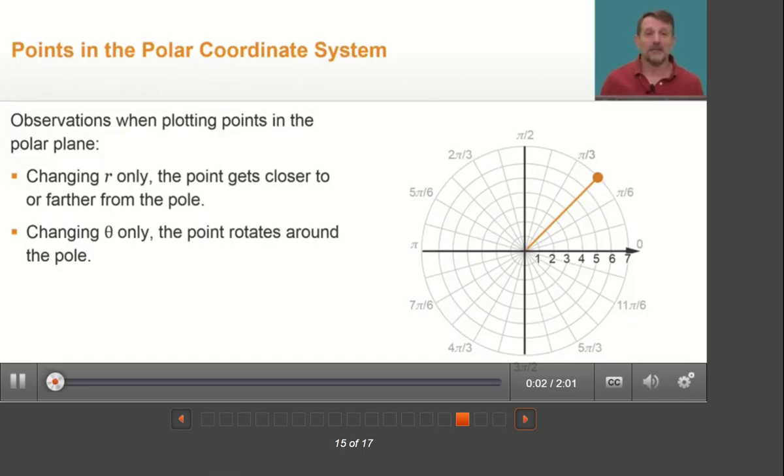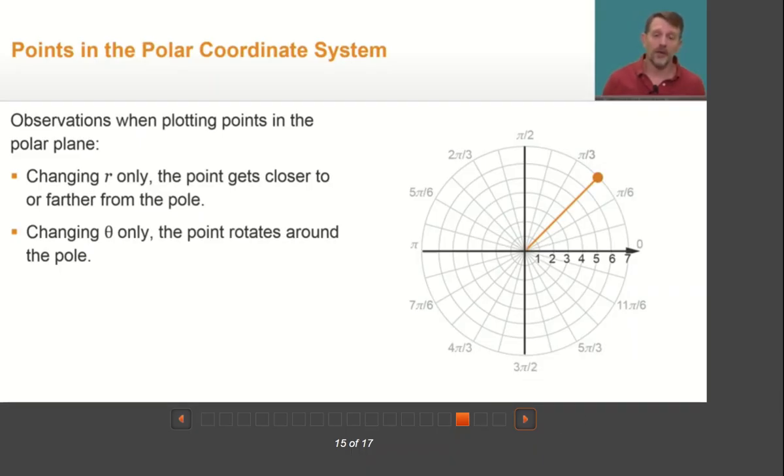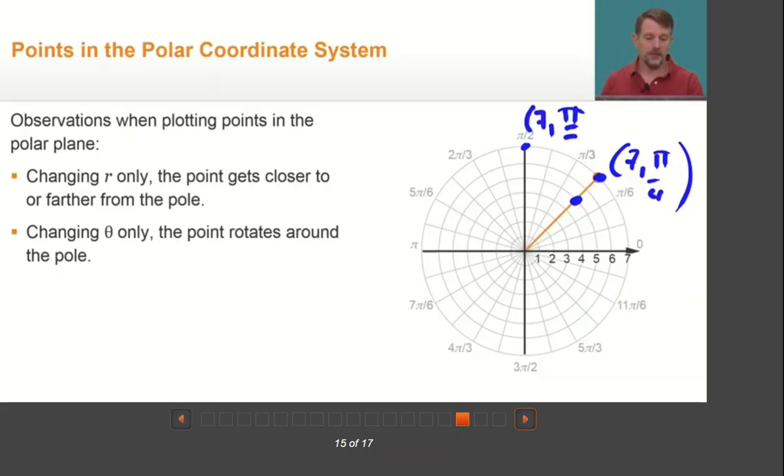When plotting points in the polar plane, you should observe that if you only change the value of r, the point gets closer or farther away from the pole. For example, (5, pi over 4) is closer to the pole than (7, pi over 4) because its modulus is smaller. When you only change theta, the point rotates around the pole. For example, (7, pi over 4) is located here, and if we change the argument to pi over 2, we're looking at (7, pi over 2) here.